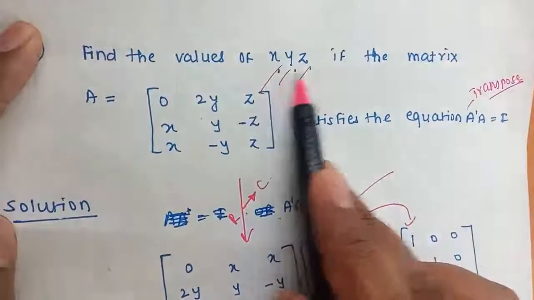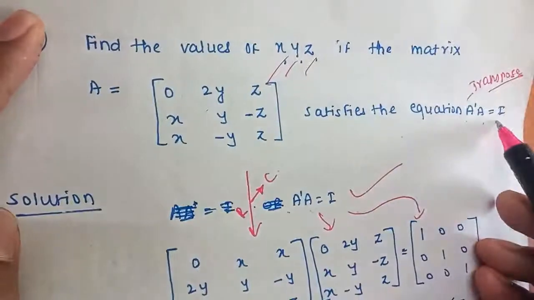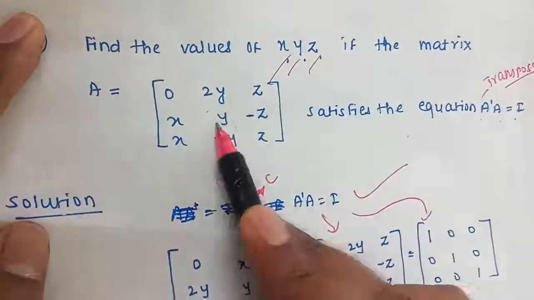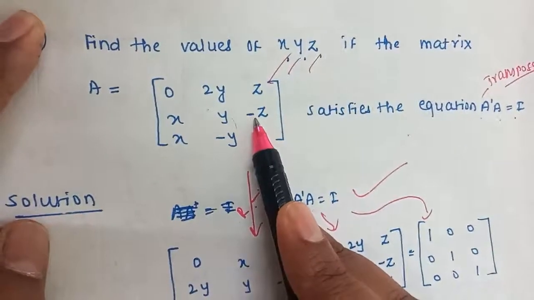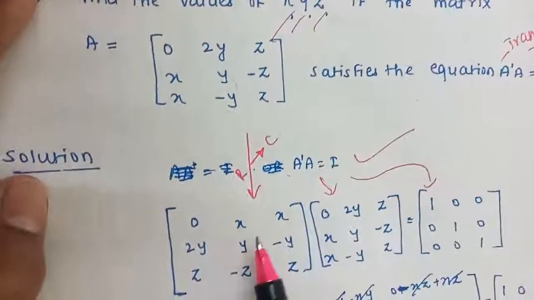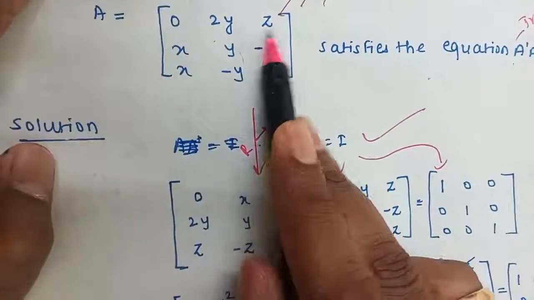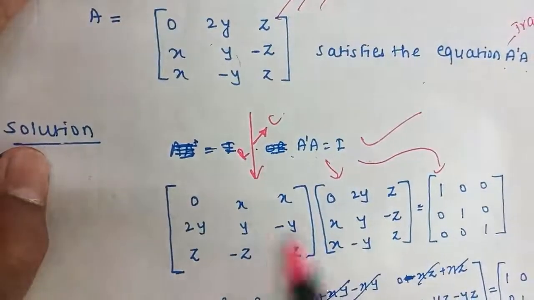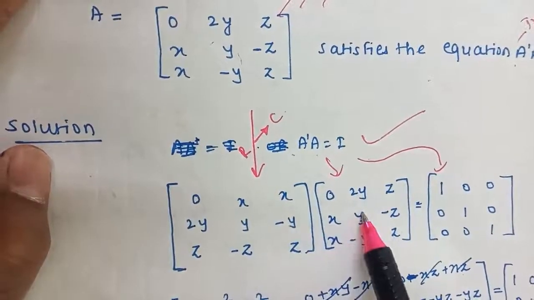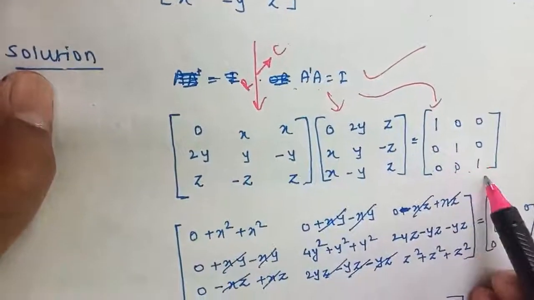They have asked to find the values of x, y, z if the matrix they have given satisfies the equation A transpose into A is equal to I. So what we can do is, we know the A matrix, take the transpose of it, that is nothing but converting the rows into columns, and multiply. So that's what I have done. This is A transpose, converting rows into columns. The first row was 0, 2y, z. I will convert that into column 0, 2y, z, and simultaneously the remaining rows. Multiply that with A, and this is equal to the identity matrix 1, 0, 0, 0, 1, 0, 0, 0, 1.